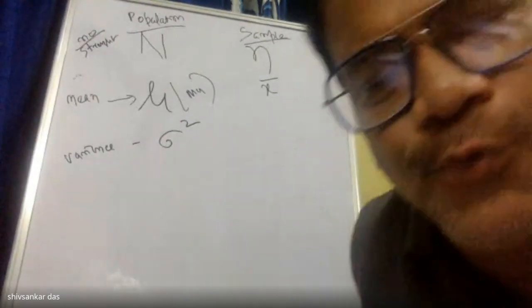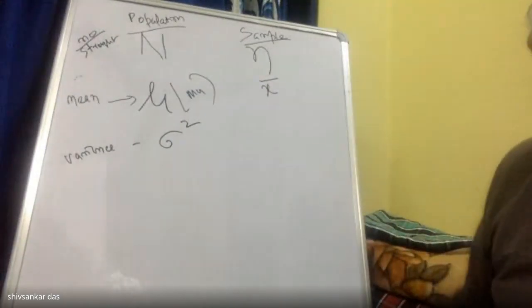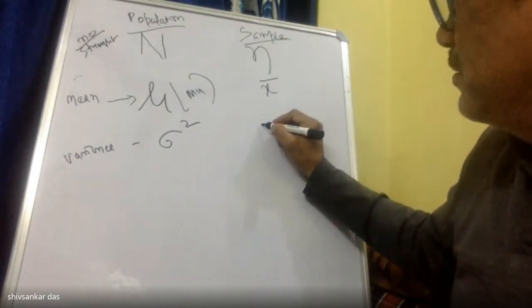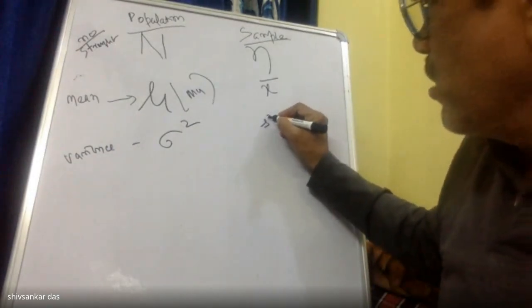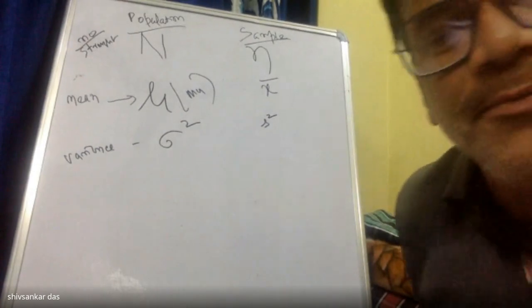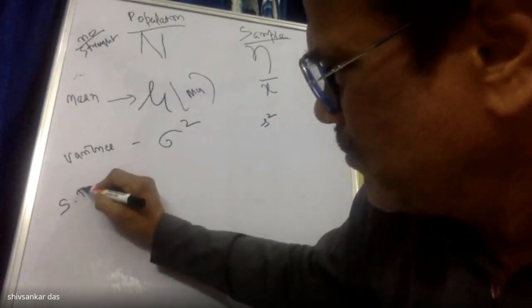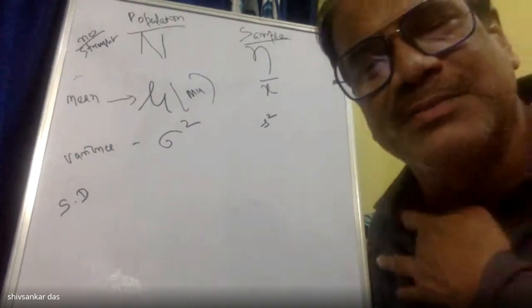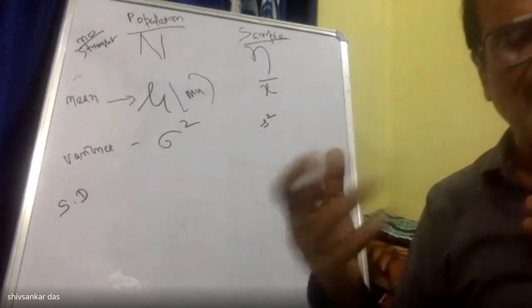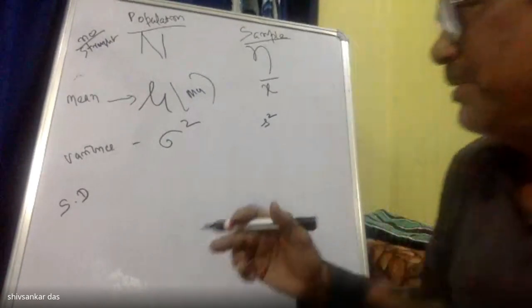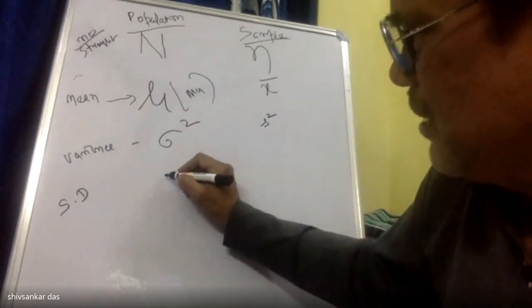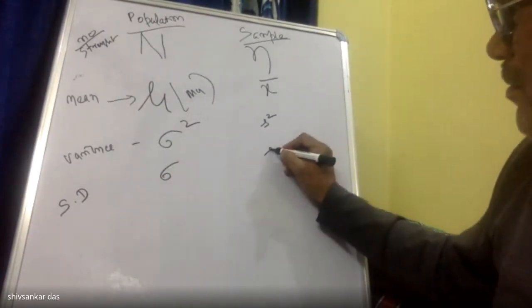Variance is sigma square. Standard deviation, you please write, I will explain later. In the class you will be knowing everything. Standard deviation is sigma.